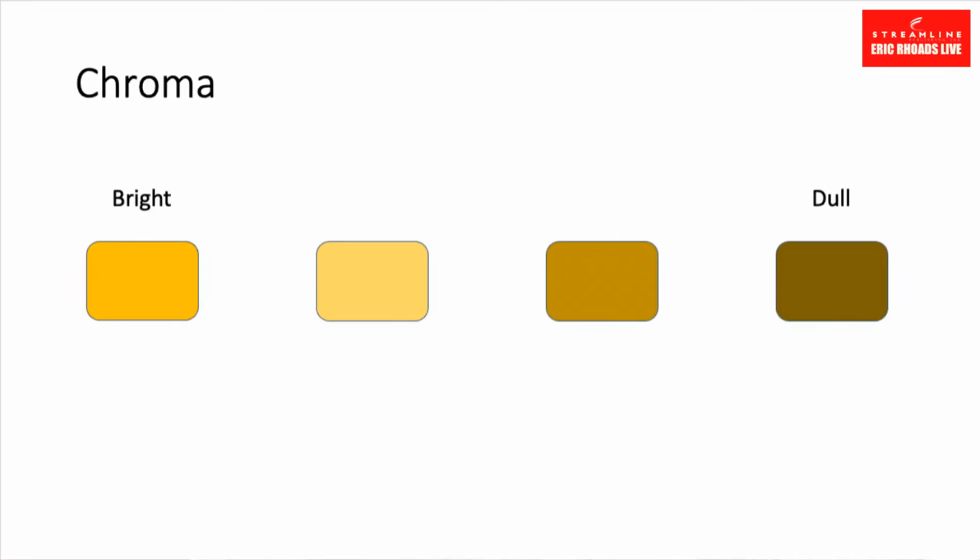Can you explain to everybody what a complement means? A complement, if you look at a color wheel, is the color on the color wheel that's opposite from a given color.